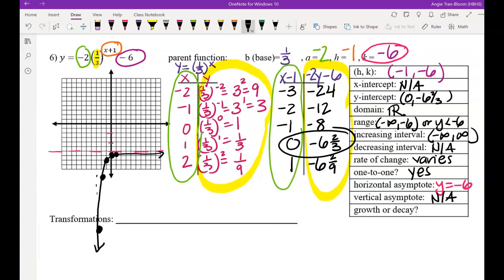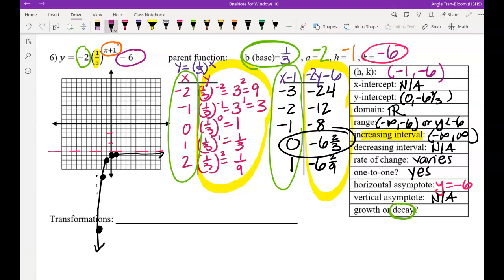Now, is it a growth or decay? Okay, so this is the one I want you to pay attention to. Since our base, guys, is 1/3, and that is a decaying graph, that will not change even if we have a reflection, okay? So we still have a decaying graph, even though because of the reflection it is an increasing interval, but it's still a decaying graph, okay?